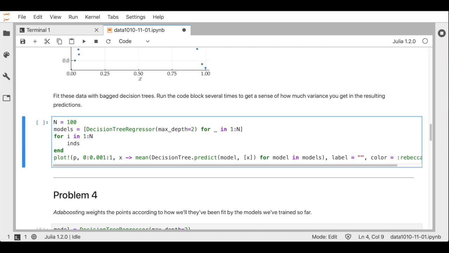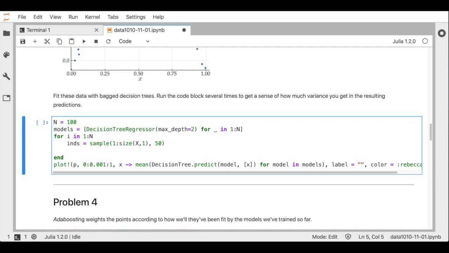So we'll call it ins for indices, and we'll sample from 1 to the number of rows of x. And let's say we take 50 observations. And then we want to fit the ith model using x subsampled on those indices, and similarly for y.